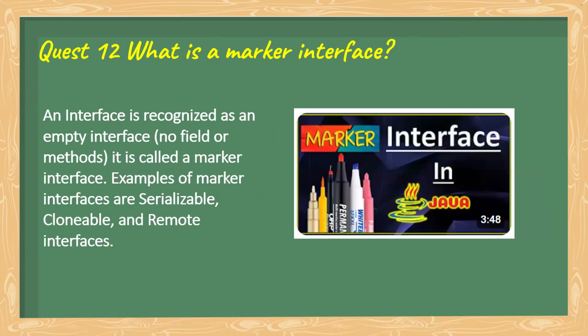Okay, now what is a marker interface? It is a very important interview question. A marker interface is also called an empty interface because it does not contain any method or fields. But why is it called a marker interface? Because these interfaces provide some additional information to the JVM. Whenever somebody implements these interfaces, it provides some specific information about the object to the JVM. For example, Serializable or Cloneable.